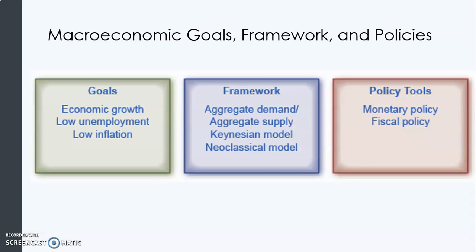We've got some frameworks that we're going to go over. The first is the aggregate demand, aggregate supply model. We'll also talk about the Keynesian model. Don't say Keynesian, say Keynesian. And the neoclassical model. And two main tools that we use will be monetary policy and fiscal policy. So keep all of these in mind as we work our way through the material over the next couple of classes.